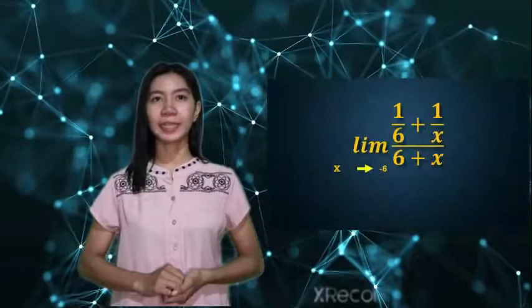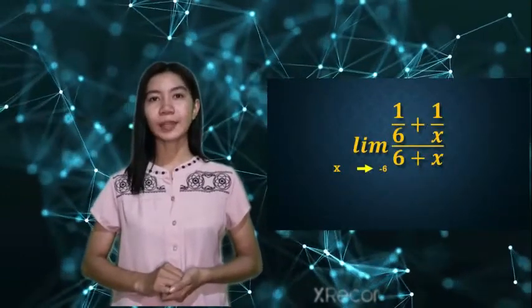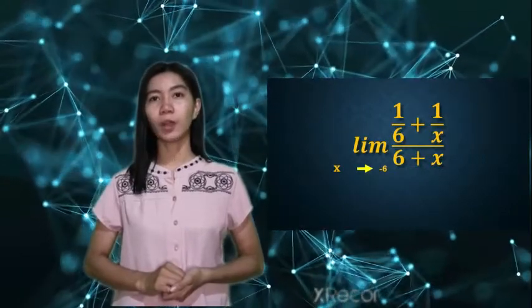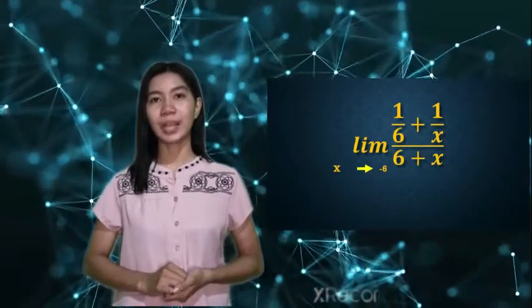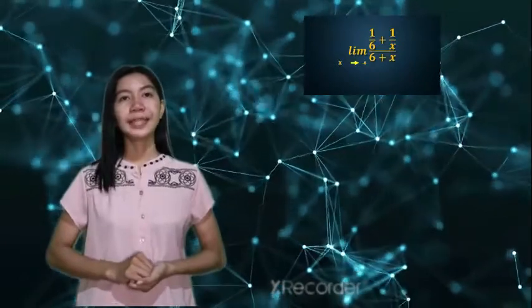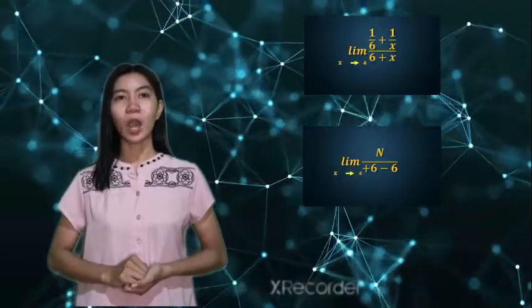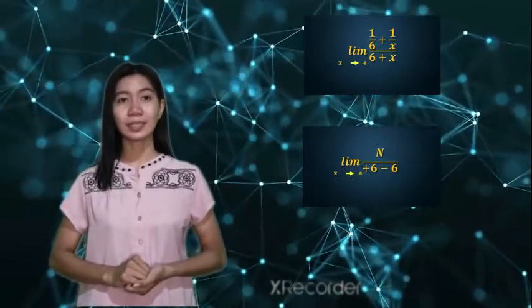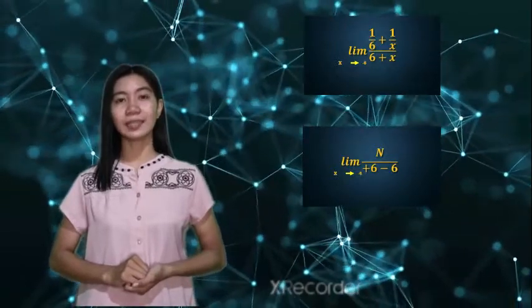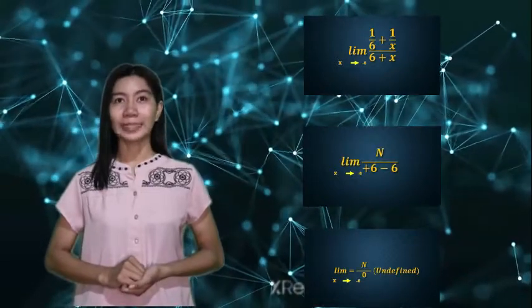We have here a complex function. We need to solve for the limit. We will have the limit of (1 over 6 plus 1 over x) over (6 plus x) as x approaches negative 6. Step 1. We need to substitute the value of x, but we just leave the numerator. We will have the limit of n over (6 minus 6) as x approaches negative 6 is equal to n over 0. So, our limit is 0 or undefined.